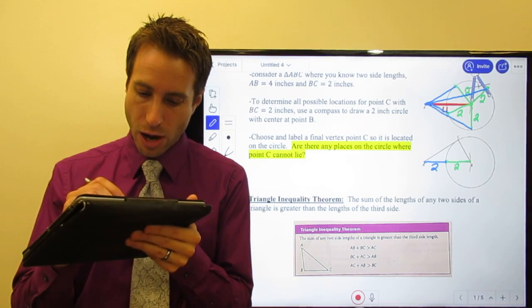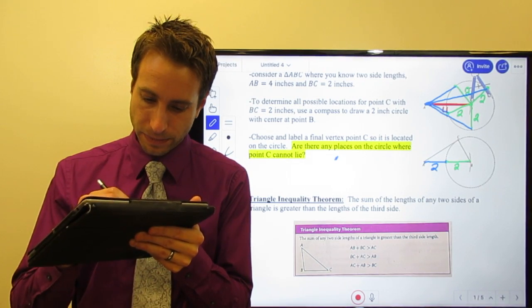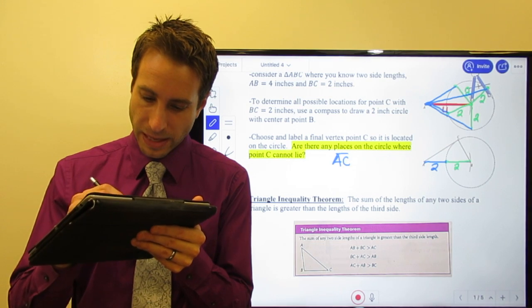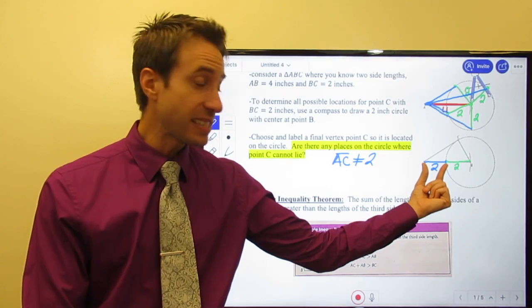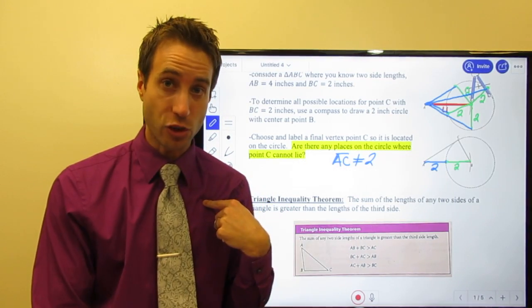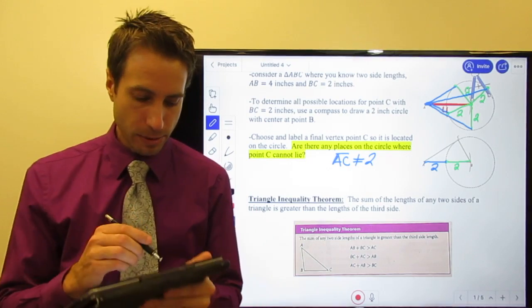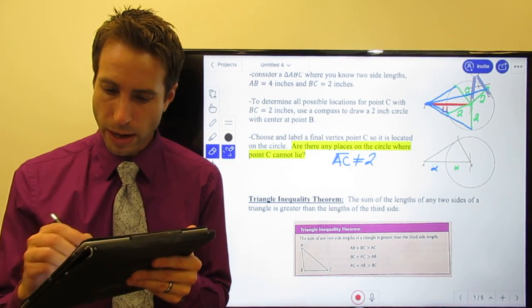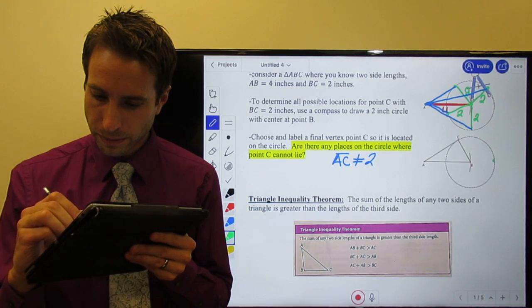So here's what I know. I know that the length AC cannot be 2 inches. If AC had a length of 2 inches, I don't have a triangle, I just have a line. No bueno. Let me show you another one. What if I put C right over here?